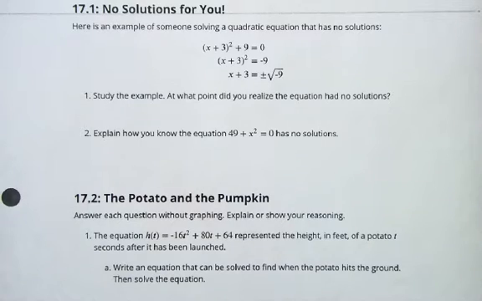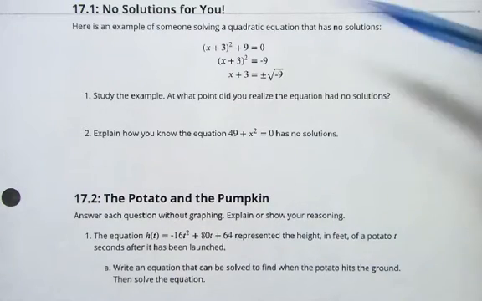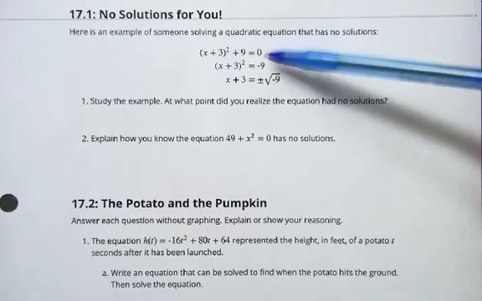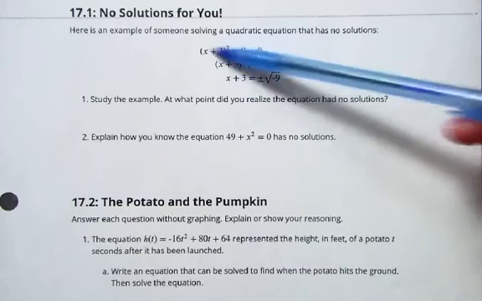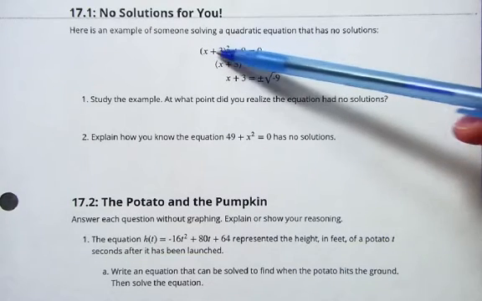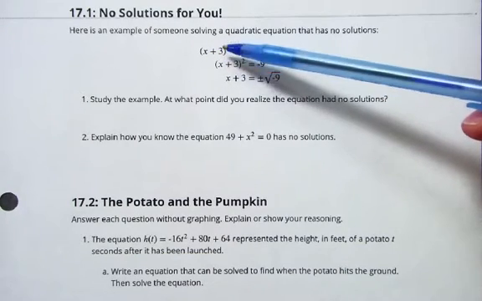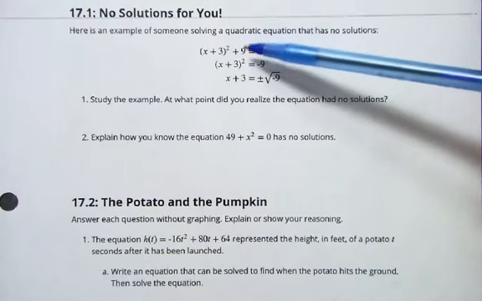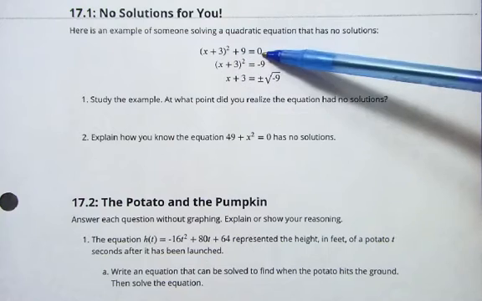In this video, we're going to just review a situation where a quadratic equation has no solutions. In 17.1, we're asked to solve this quadratic equation. And remember, the first thing that we always do is we get the squared part all by itself. And the thing that's being squared is the x plus 3. So we're going to get that all by itself, and to do that, we need to get rid of this plus 9. So we would subtract 9 from each side.